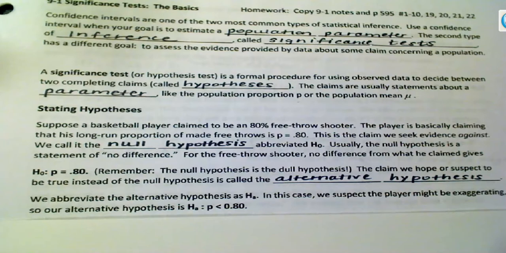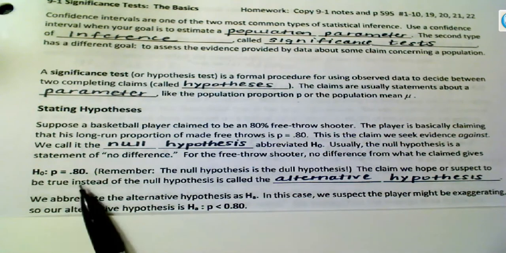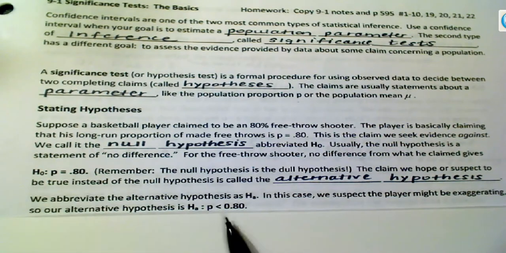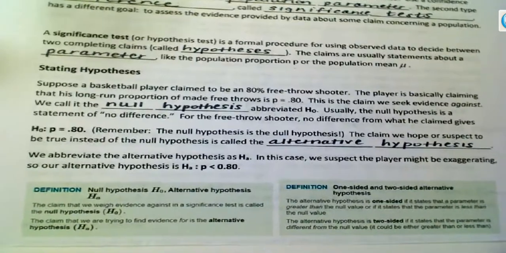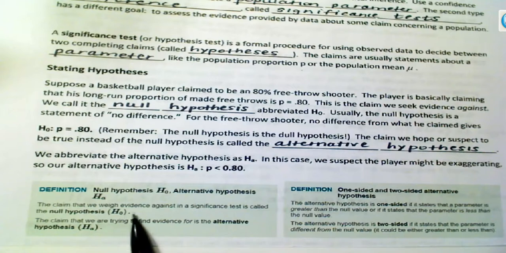Anytime you start off with a significance test, you're always going to list what the H0 is and what the HA is, the null hypothesis and the alternative hypothesis. Again, the null is what we're trying to find evidence against, and the HA is what we believe to be true. This summarizes the definition: the null hypothesis is H sub 0, and the alternative hypothesis is H sub A. The claim that we weigh evidence against is called the null hypothesis. The claim that we're trying to find evidence for is the alternative hypothesis.